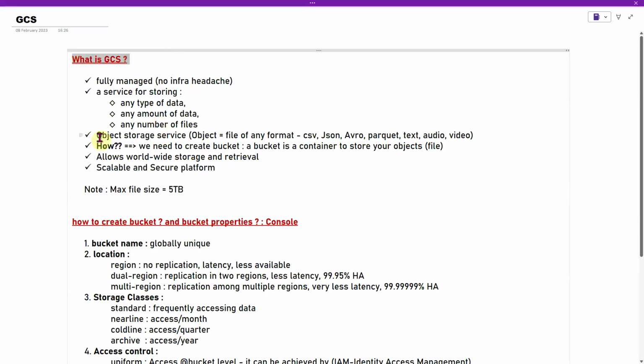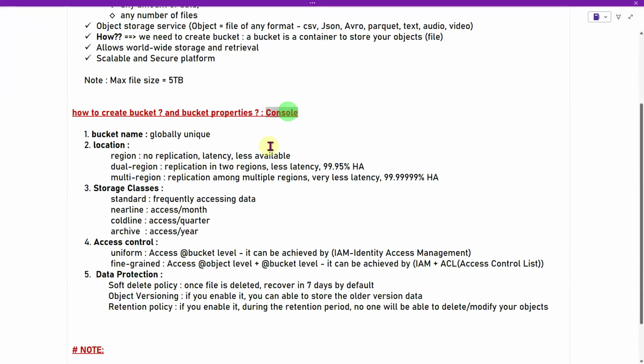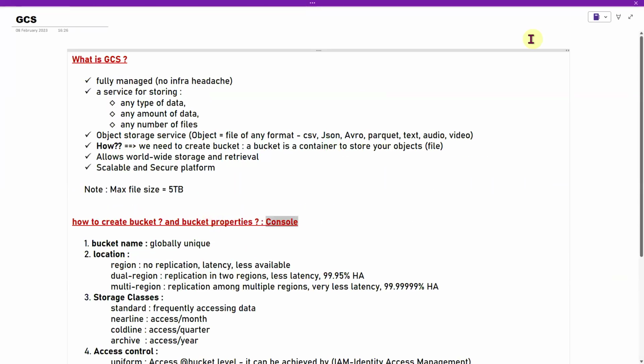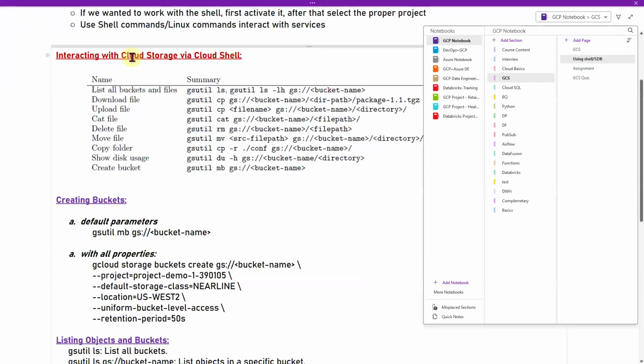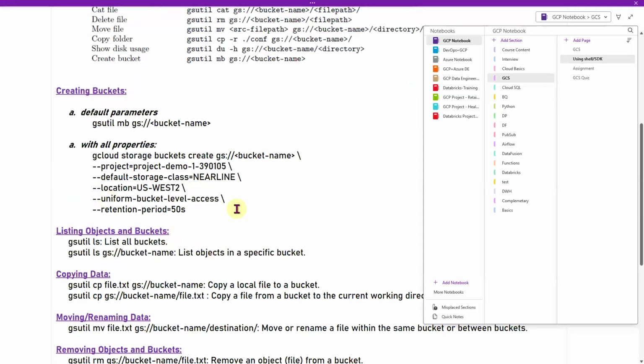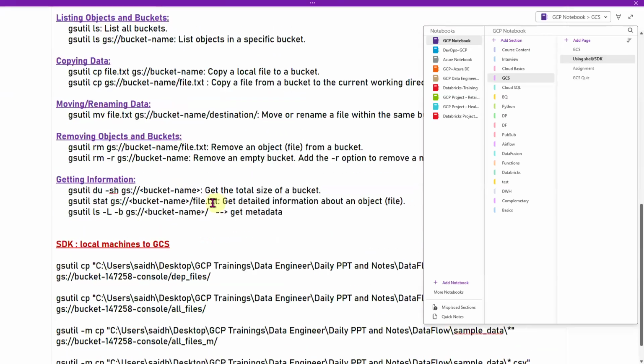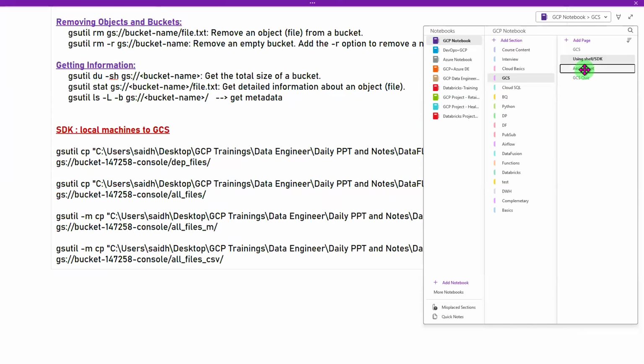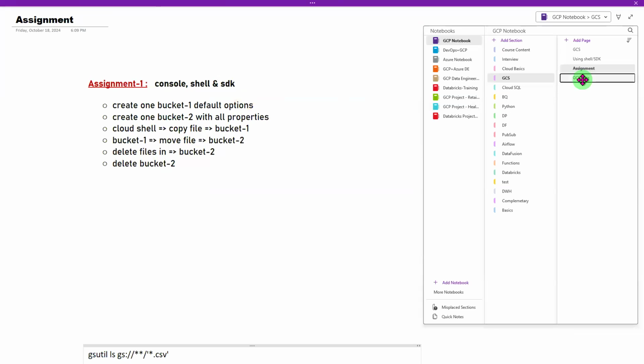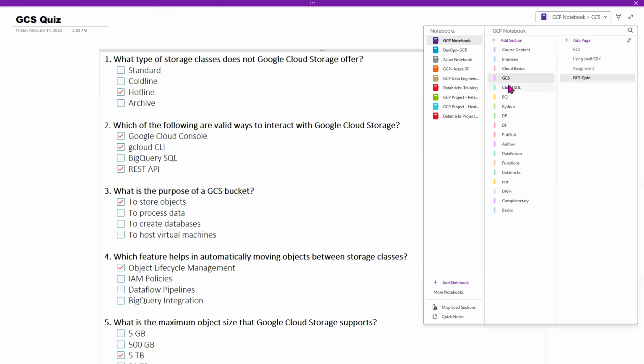Right, so what is GCS? How to create a bucket using the console. Similarly, the Cloud Shell: what is Cloud Shell? How do we interact with Cloud Storage via Cloud Shell? Creating buckets using commands also. Right, so this is what it is. And we have an assignment and a quiz also here.